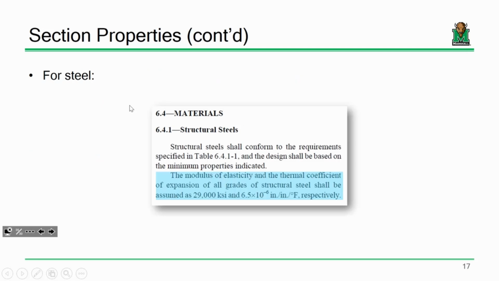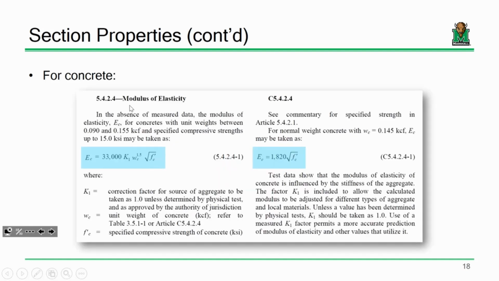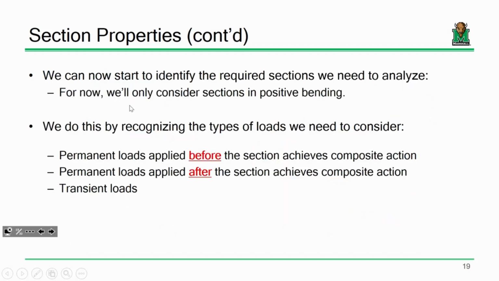Just keep it simple. Now for steel, the modulus of elasticity of steel is 29,000 KSI. For concrete, we have to compute it, but if you're dealing with normal weight concrete, there's a pretty easy shortcut. We just take 1820 times the square root of f'c in KSI, and that'll give us a shortcut answer really quickly. All right. So far, so good? Okay.